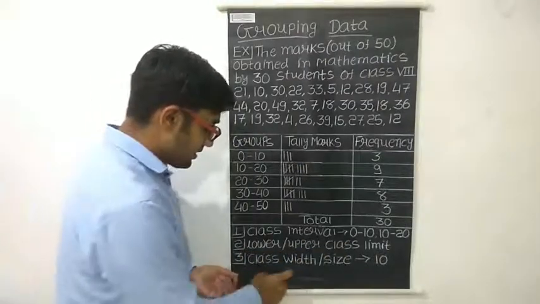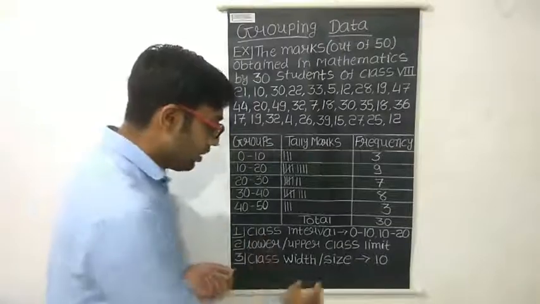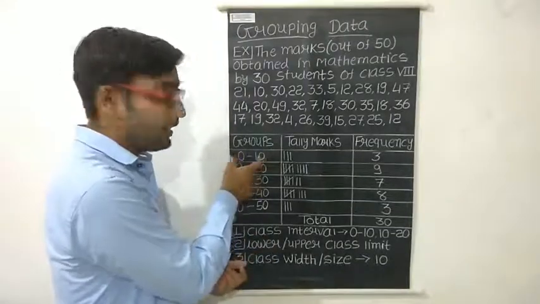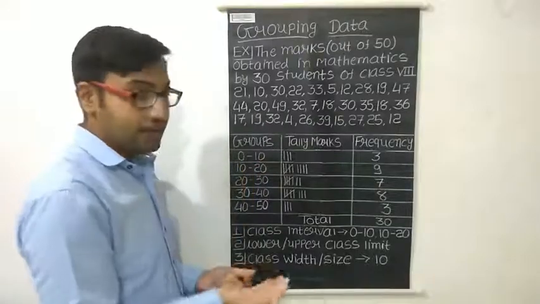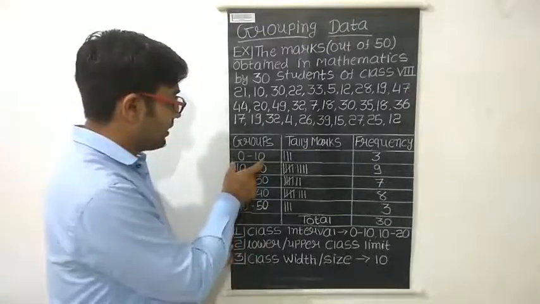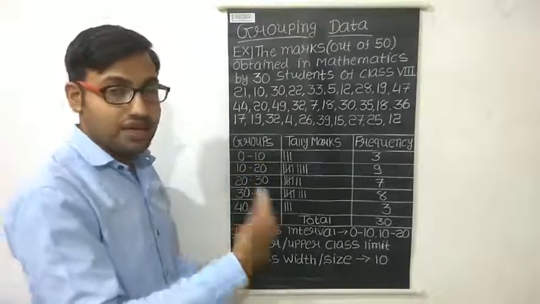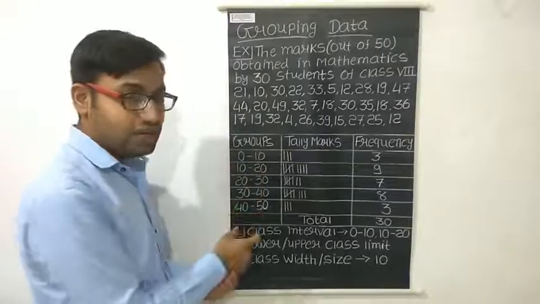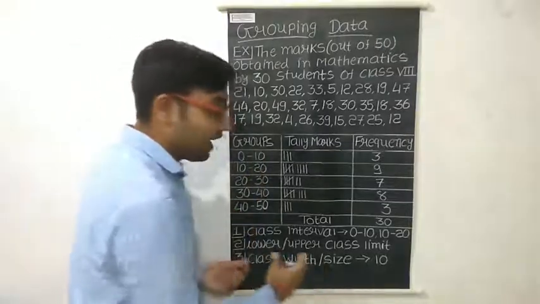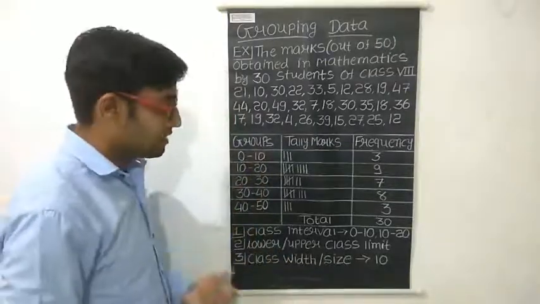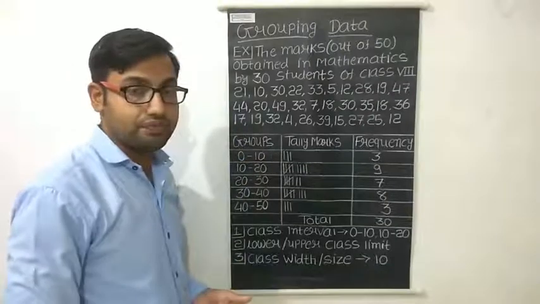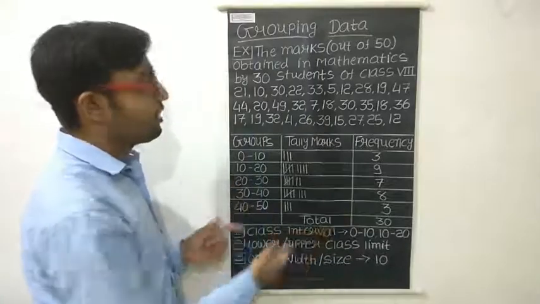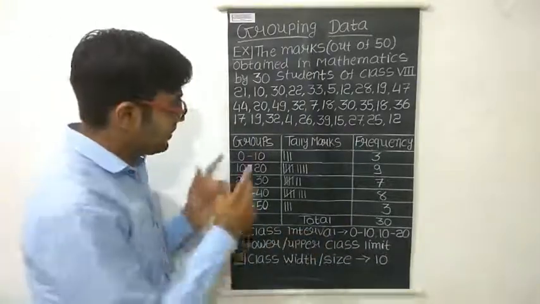Third terminology is class width or class size. That means how much data we take in a group. Right? By taking how many data we make a group, that is 0 to 10, that means 10. 10 to 20, 10. So all the groups or classes must have the same class size, and in this example that is 10. So this is the basic terminology related to grouping the data.